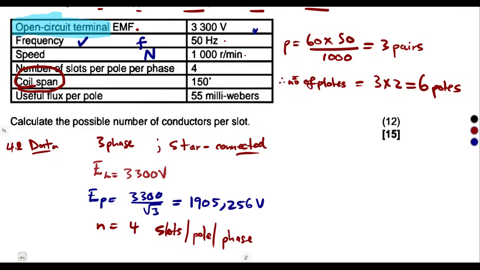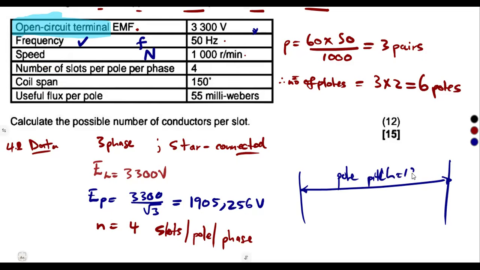The coil span is 150 degrees. We are given exactly the angle. Remember your coil span from the pole pitch. The whole pole pitch here is equivalent to 180 degrees. So we have the part of our coil span, 150 degrees. What is remaining is what we need.